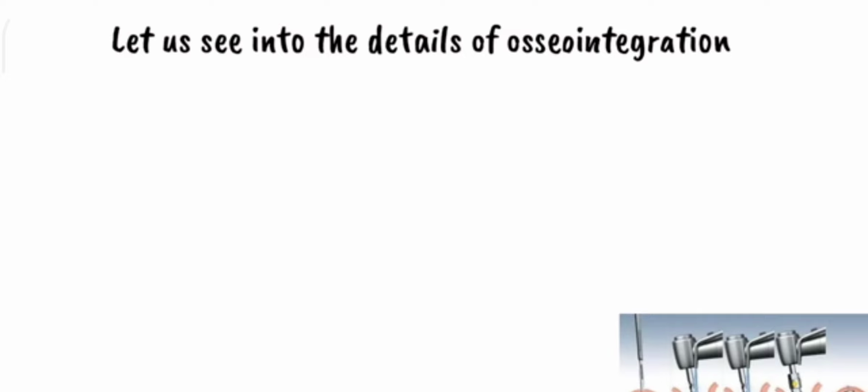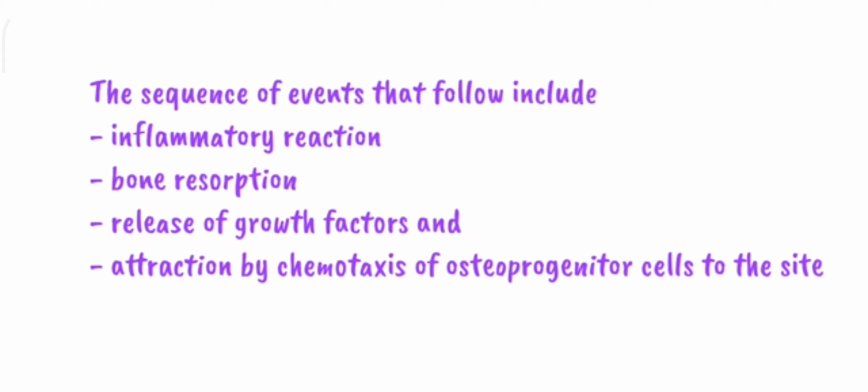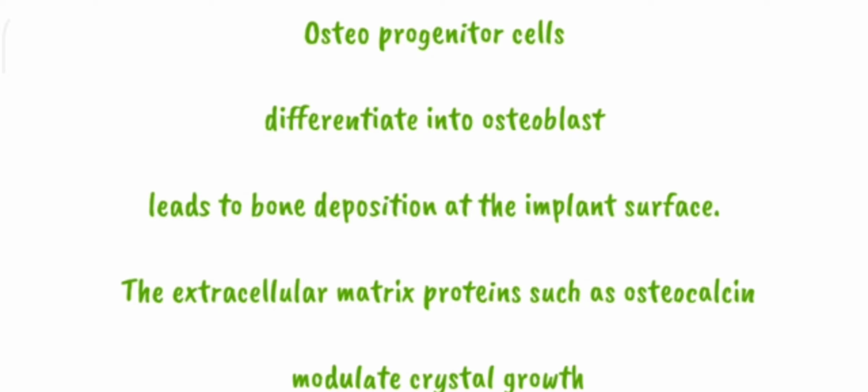How does bone heal after osteotomy and implant site preparation? The sequence of events that follows can be compared to that of bone fracture healing. The sequence of events include inflammatory reaction, bone resorption, release of growth factors, and attraction of osteoprogenitor cells to the site by chemotaxis. These osteoprogenitor cells then differentiate into osteoblasts and deposit bone at the site. Extracellular matrix proteins like osteocalcin modulate the crystal growth.